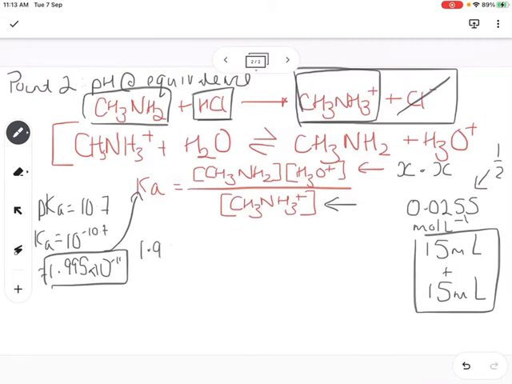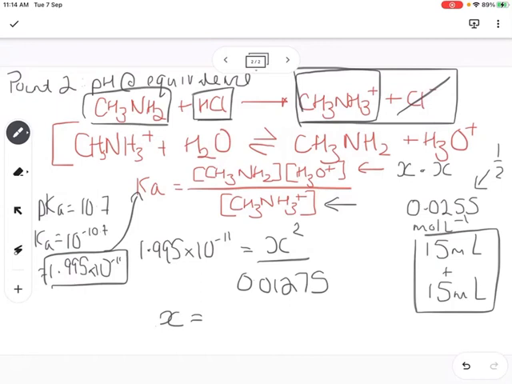We substitute this value in, equals x squared over 0.0255 divided by 2, which is 0.01275. So our x, which in this case is our H3O+, 0.01275 multiplied by 1.995 times 10 to the power of negative 11. And then I'm going to square root that answer to give me 5.043 times 10 to the minus 7, and that's the H3O+.